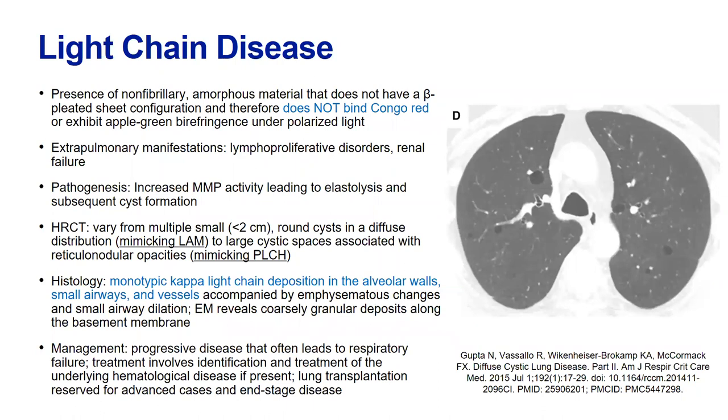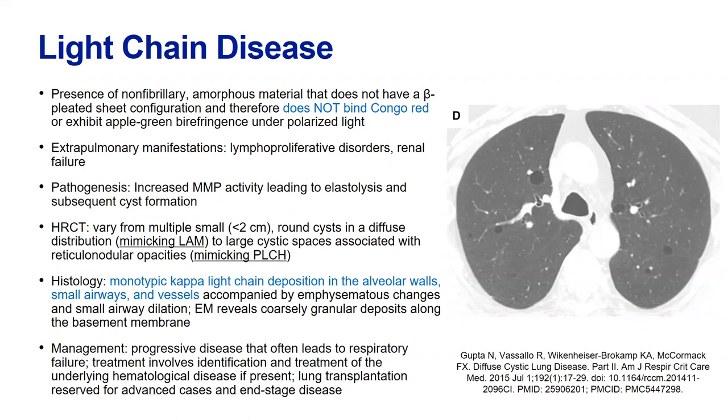Next, we'll look at light chain disease. Your big distinguisher between that and amyloid is that it does not bind Congo red. It does have some associated extrapulmonary manifestations that you could look for. So lymphoproliferative disorders and renal failure are kind of the top ones. The cysts that form in light chain disease are thought to be most commonly due to matrix degrading enzymes. So matrix metalloproteinase is probably the most common reason for connective tissue destruction.